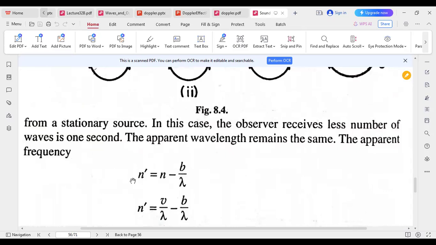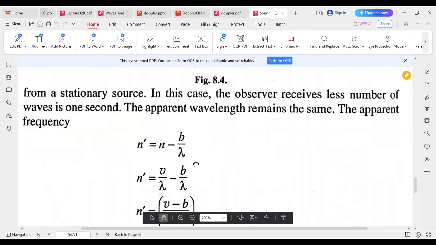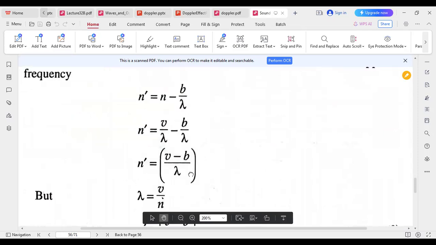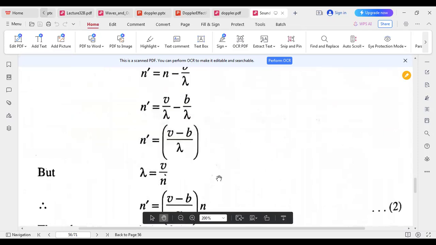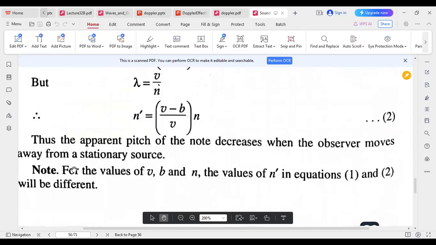The apparent frequency will be n dash equals n minus b by lambda. b is the actual length in 1 second while moving away from the source. So n dash equals v minus b divided by lambda. But using lambda equals v by n, we get this. So from equation 2, we get that the apparent pitch of the note decreases when the observer moves away from a stationary source.